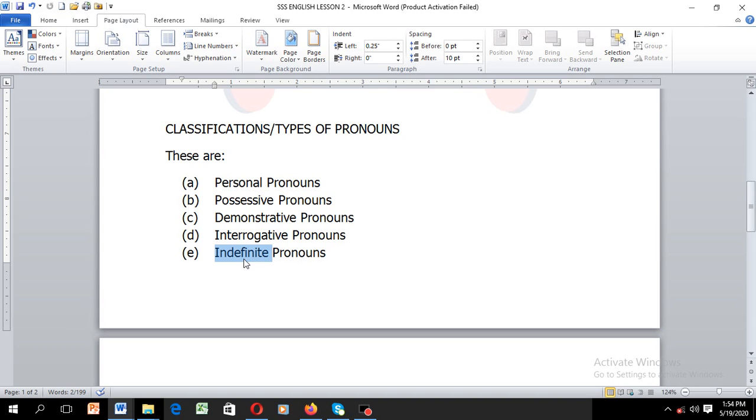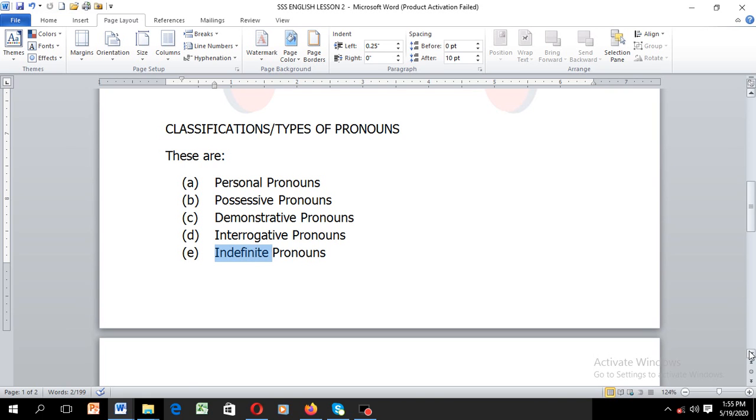Now look at the examples of usage in sentence here. Someone stole my pen. The person is not specified. Then number two, we have I gave the book to somebody. The person is not specified to somebody. So indefinite pronouns are pronouns that do not specify persons or things.